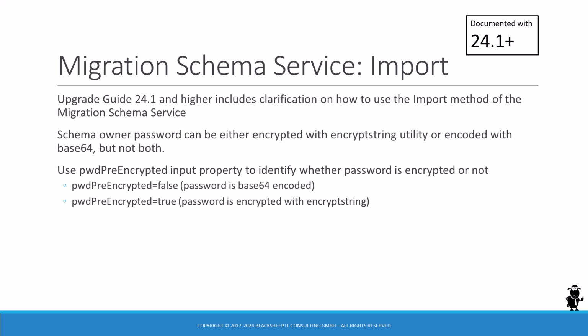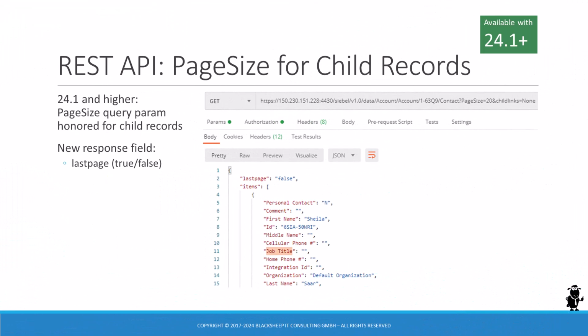This information has been added to the Database Upgrade Guide 24.1 and higher. The document clarifies that the table owner password can be either encrypted or encoded, but not both. So, for example, you cannot encrypt the password and then encode it with base64. The REST API got an update too. In 24.1 and higher, GET requests, which address child business components, honor the page size query parameter. This is especially useful when iterating a large set of child records for a given primary record.